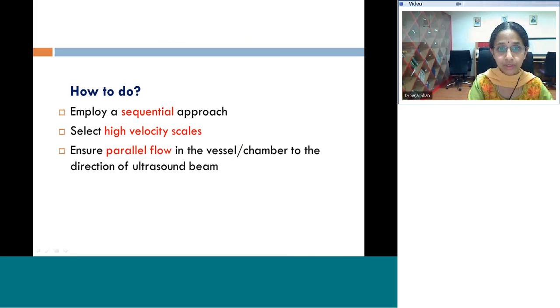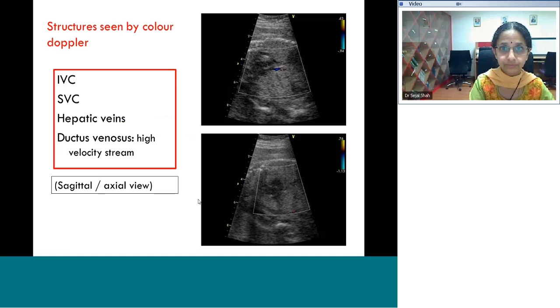So how do we do color Doppler? One, always follow a sequential segmental approach, the way we saw in the last class. Second, select high velocity scales. And third, in general, try to use parallel flow in a vessel or a chamber to the direction of the ultrasound beam so that you get more accurate results.